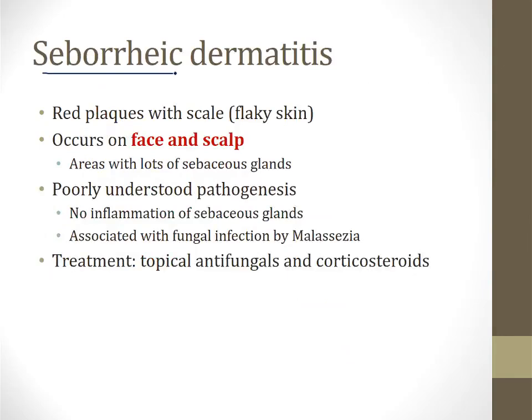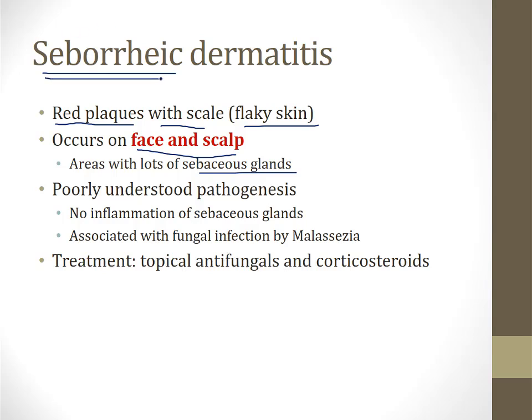Next, let's talk about seborrheic dermatitis. In this condition, red plaques develop on the skin with scale on top of them. The scale basically looks like flaky bits of skin on top of the red lesions. This occurs on the face and the scalp. These are areas that have lots of sebaceous glands. That's why this disorder was named seborrheic dermatitis.